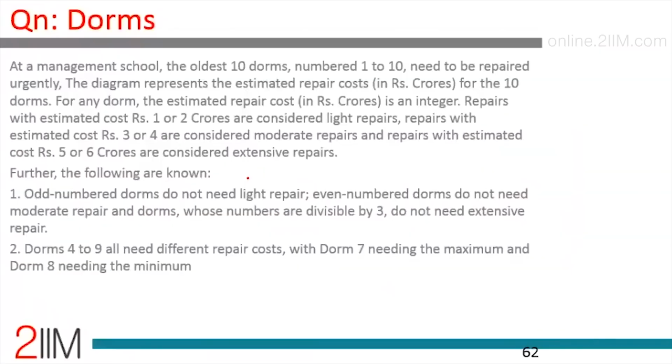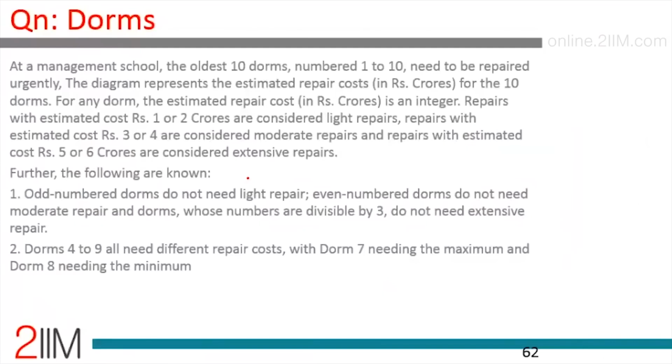Management school, the oldest 10 DOMs numbered 1 to 10 need to be repaired. The diagram represents the estimated repair cost for the 10 DOMs. For any DOM, the estimated repair cost is an integer. Repairs with estimated cost rupees 1 or 2 crores are considered light repairs. 3 or 4 are considered moderate repairs. 5 or 6 are considered extensive repairs.